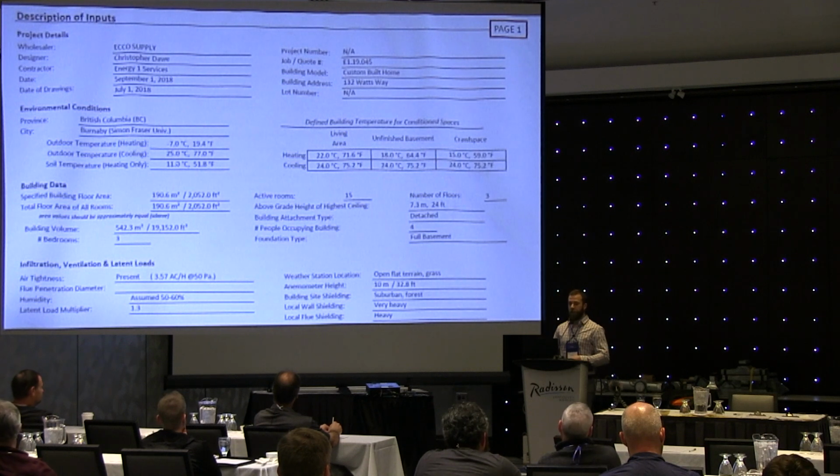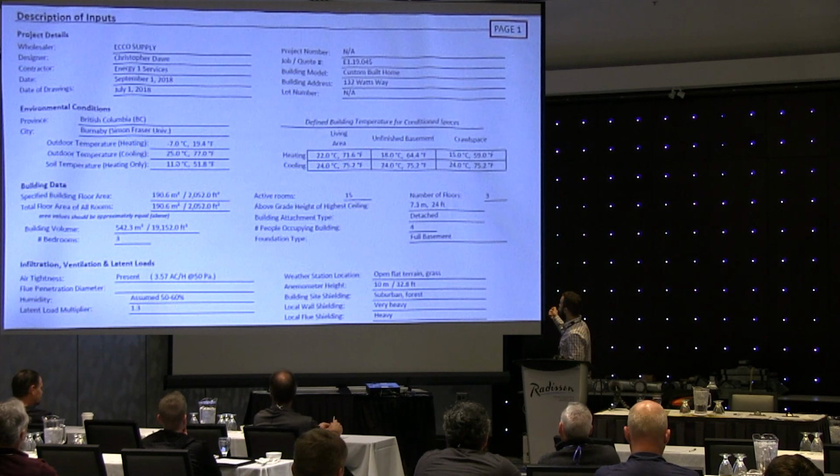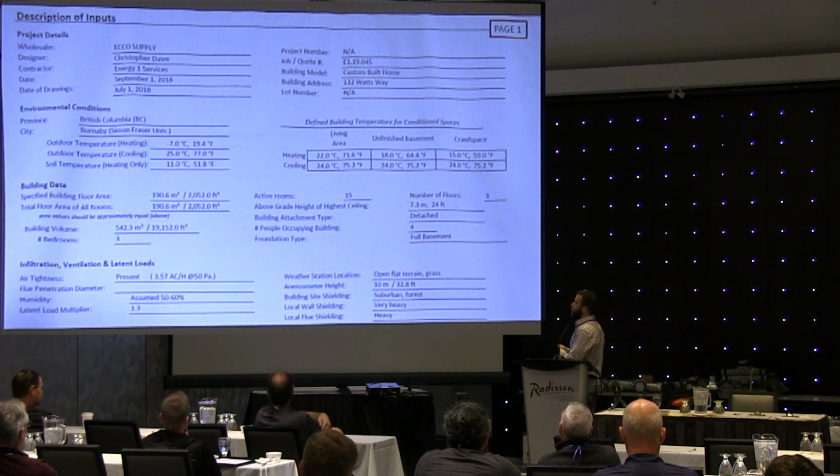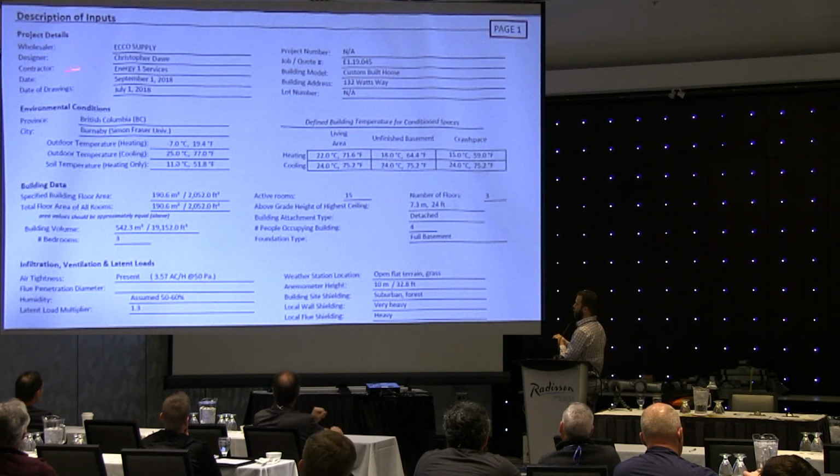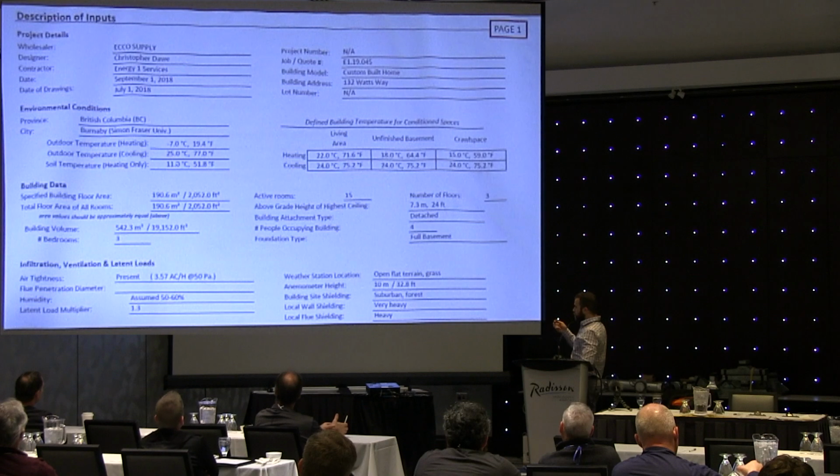So I just want to go through the results pages a little bit so you have some more familiarity with what they look like. Remember, there's 4 pages. Page 1 is what we're on right now. Anything here is very clear as soon as you read it, right? Project details: who's the wholesaler, who's the designer, who's the contractor? This is all the information that the user input.